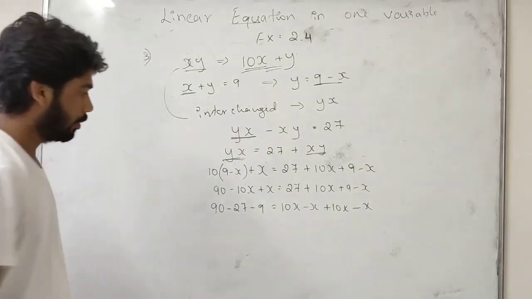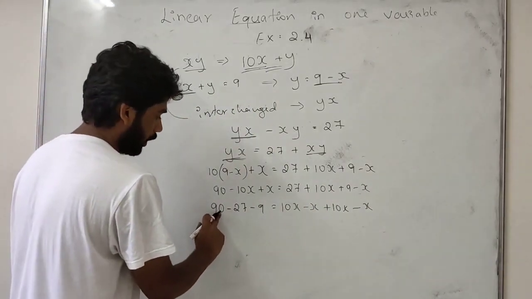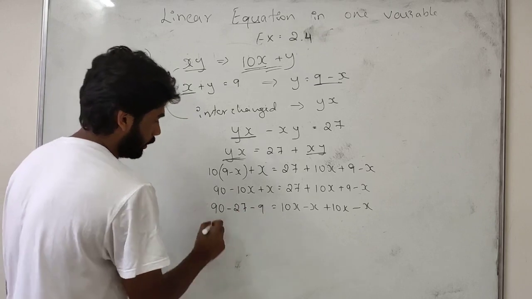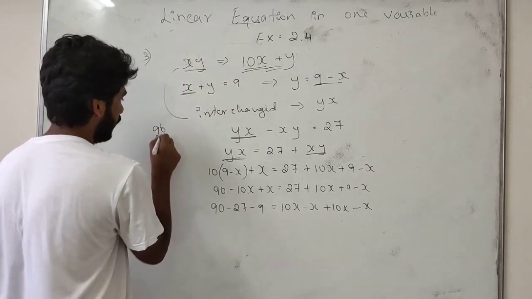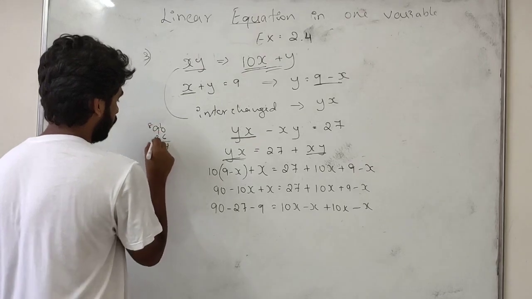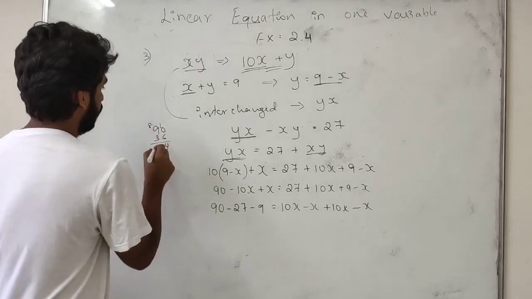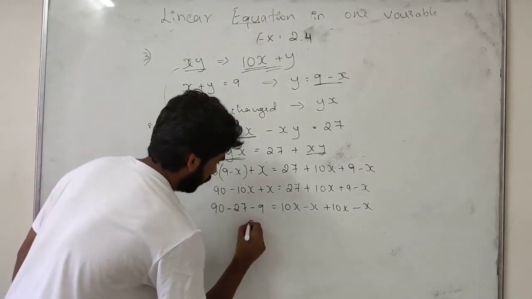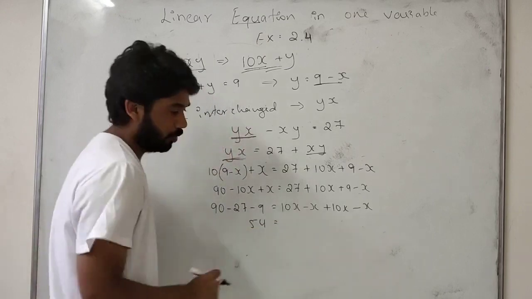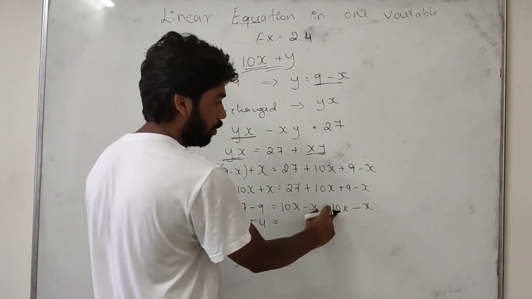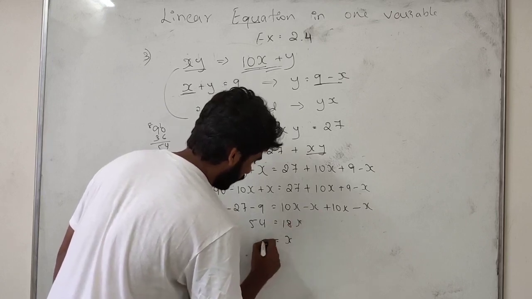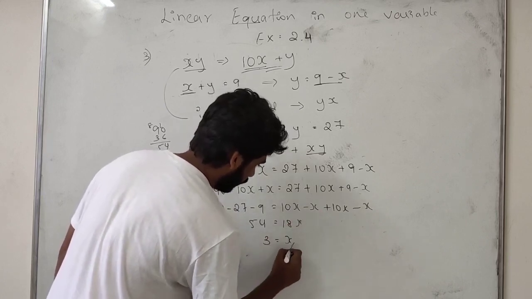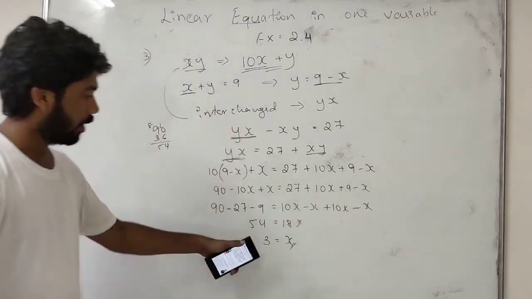Okay students, got this step? 90 minus 36, we will get 54. So we will get 54 is equal to 10x plus 10x, 20x, minus 2x, so it means 18x. So we will get x value as 3.